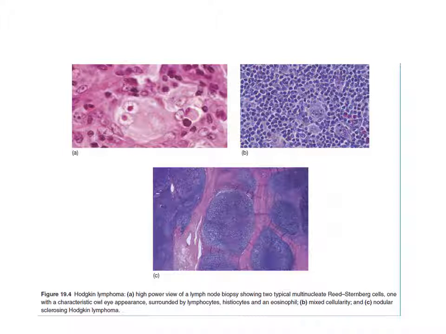Next, the upper right picture B, mixed cellularity, different cells are there, and C, lower picture, nodular sclerosing Hodgkin lymphoma. You can see these bands of collagen dividing the node into different nodules. So this is the nodular sclerosing type. This will be the histology of these different types of Hodgkin lymphoma.